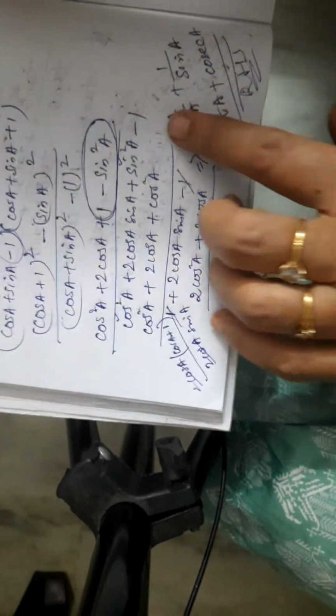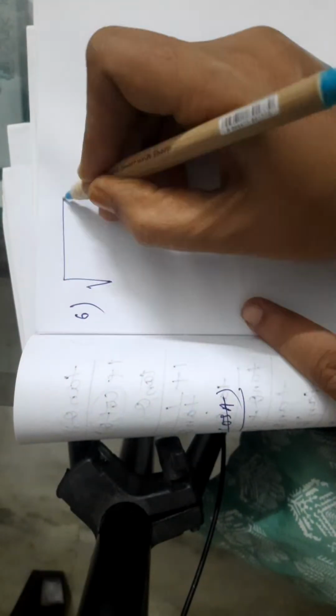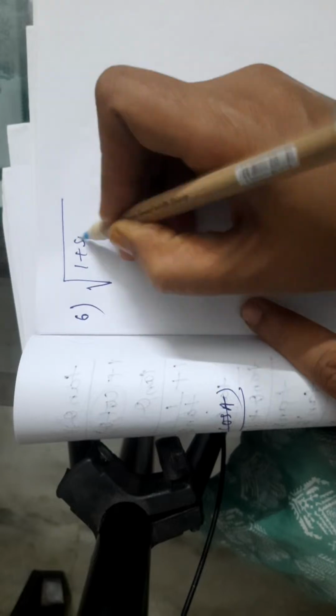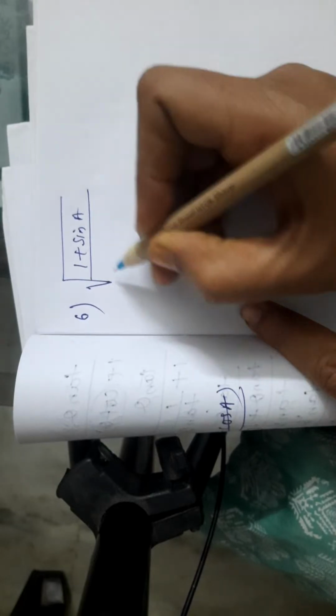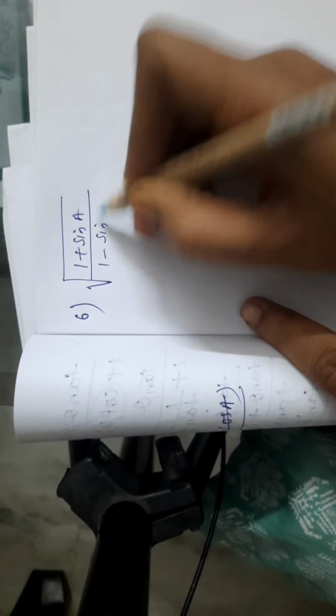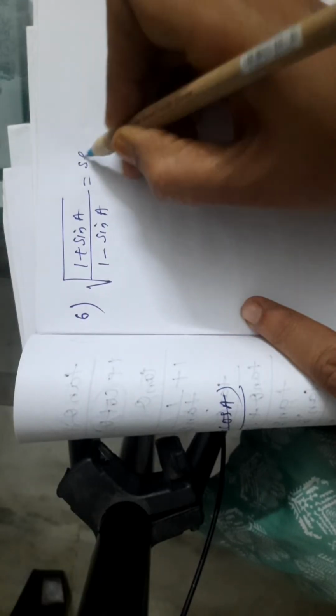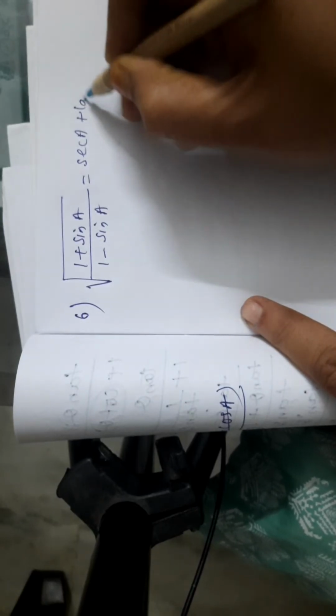Now let's move on to the next question. Question number 6. We completed 5 questions, so now question number 6. In the 6th question, it is given: root over (1 plus sin A) upon (1 minus sin A) is equal to sec A plus tan A.